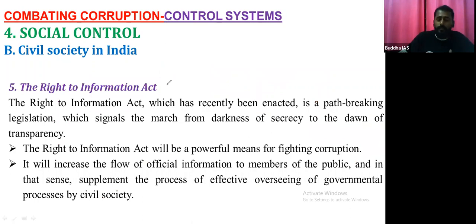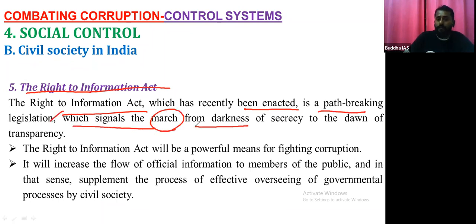So the last one we can use for Transparency and the Right to Information Act. The Right to Information Act, which has recently been enacted, is a path-breaking legislation which signals the march from the darkness of secrecy to the dawn of transparency. So it is saying that because of this Right to Information Act, we were kept in the dark, the darkness of secrecy. Now we are moving to the dawn, the morning of transparency.